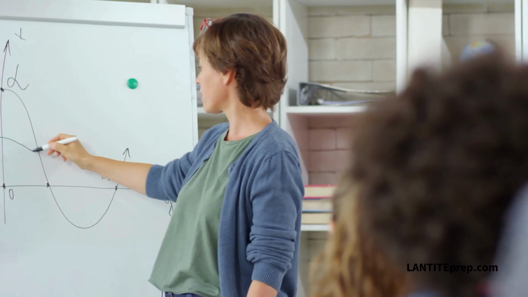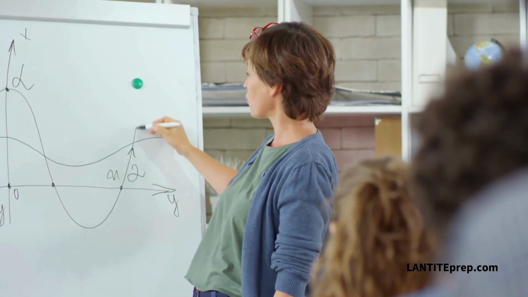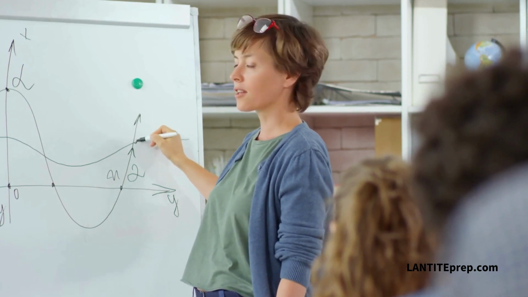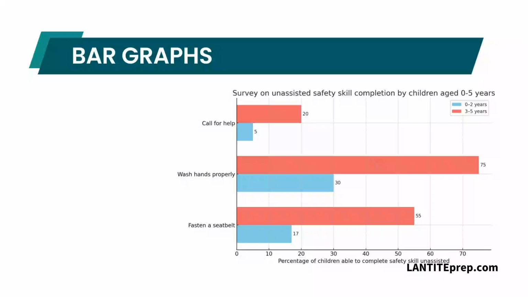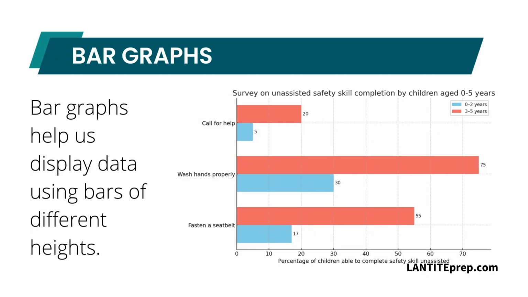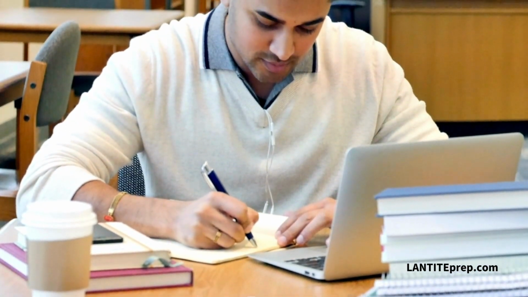In this lesson, you will learn the essential skills of interpreting mathematical information through different types of graphs and charts, which are an important part of the numeracy test of your LANTITE exam. Beginning with bar graphs, such as the example on the screen. Bar graphs help us display data using bars of different heights. Your job on exam day will be to demonstrate your ability to interpret the graph and bring out the meaning of the math. Let's go over a practice question similar to what you will likely see on test day.